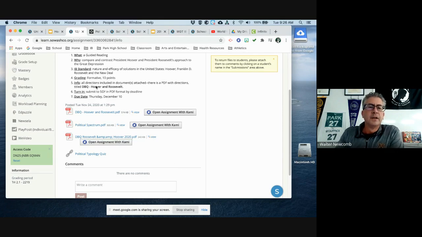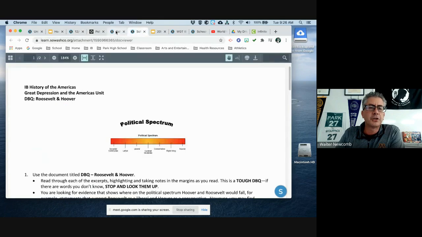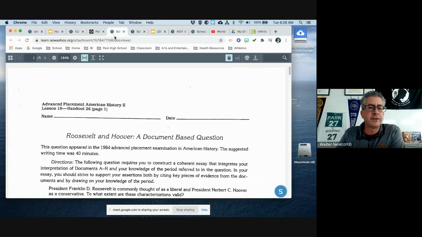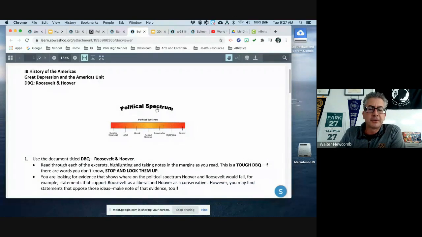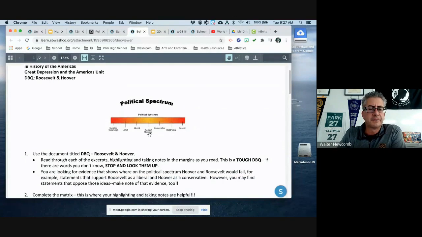All right. So with that, when you open it up, there are two things that you do need. You do need the DBQ, Hoover Roosevelt. And so it should look something like this. So you want to make sure you open that into Notability. And then, it looks like we've got some misspelling here on this one, but this is one that says also DBQ, Roosevelt and Hoover. And it'll look something like this. And you can see that political spectrum on there as well.